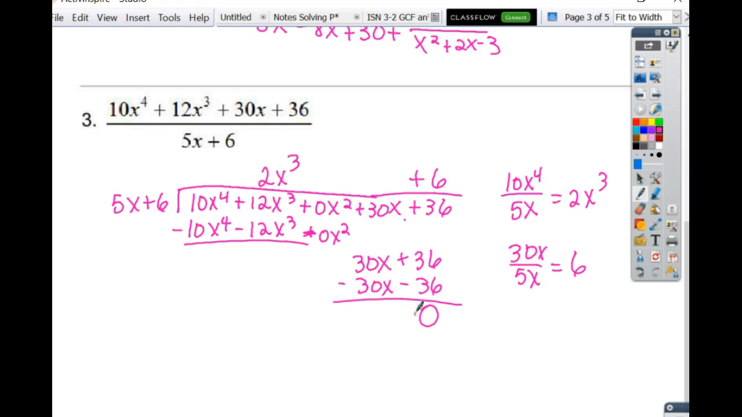So all of you stopped on the easiest problem on the whole entire sheet that we did. So let me tell you what this means. We got a 0 remainder, correct? That means this is a root. And if we were drawing the polynomial, which eventually we will, this would be the x-intercept right here. Okay?